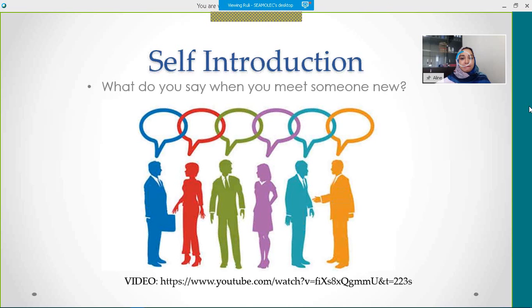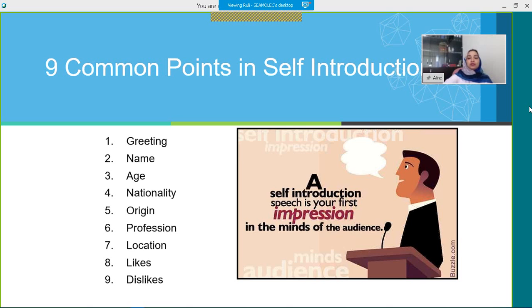Okay, so in this session 1, we will all learn about the definition of citizen journalism, and I will also have this session about self-introduction. Why is self-introduction important? Because this is the basic skill that you need to have to be a news presenter or to be a journalist. Before you interview someone, you should be able to introduce yourself.